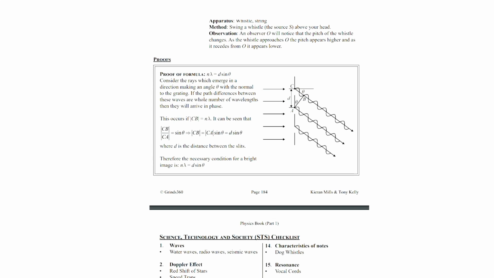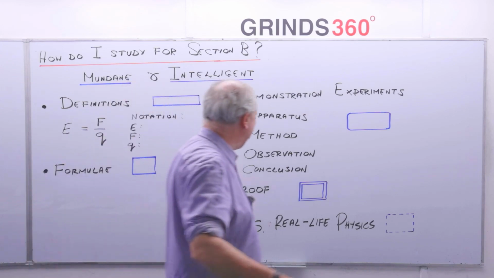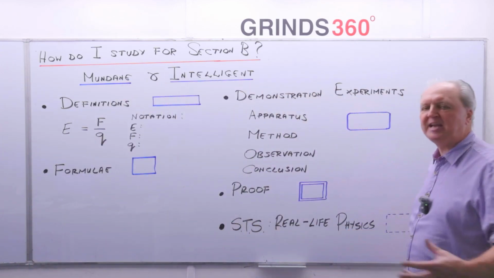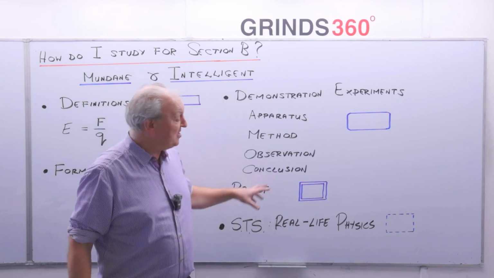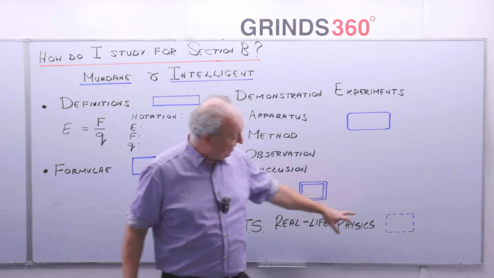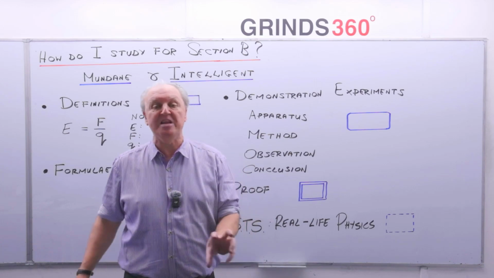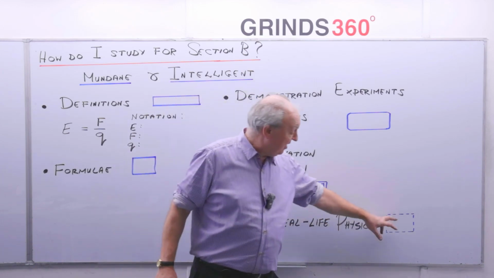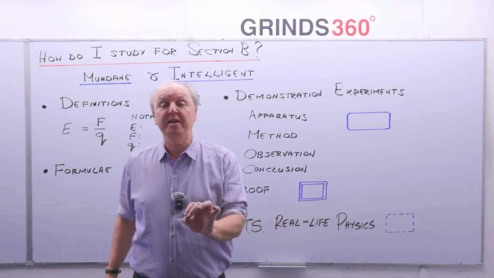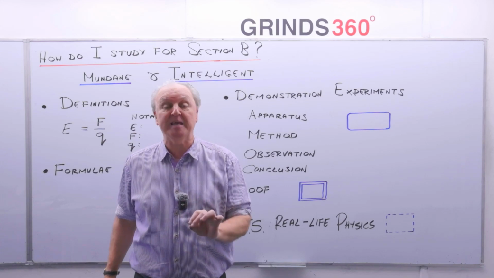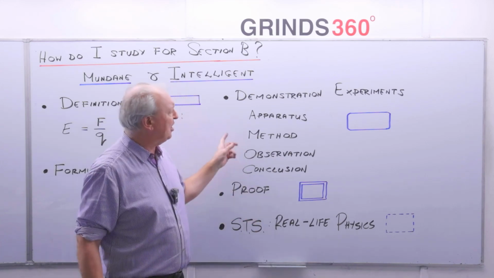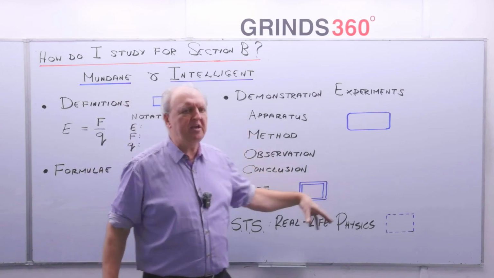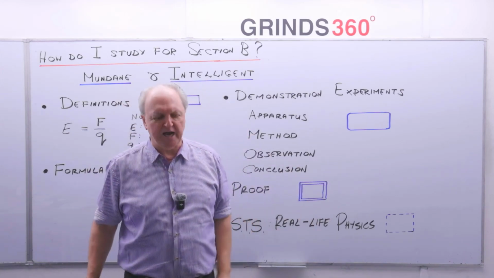Then, finally, as part of the mundane, I've got what's called STS, Science, Technology and Society, or real life physics. Now, these are all over the course, and they're in little broken line boxes like that in your notes. And all I want you to do when you study these real life applications is just read them a number of times. You don't have to learn them like you have to learn the demo experiments. Just read a number of times.